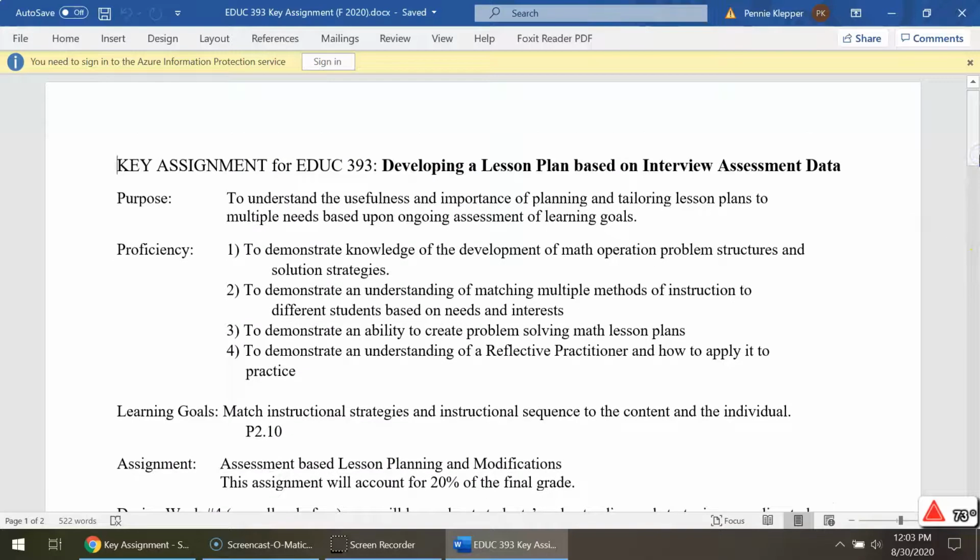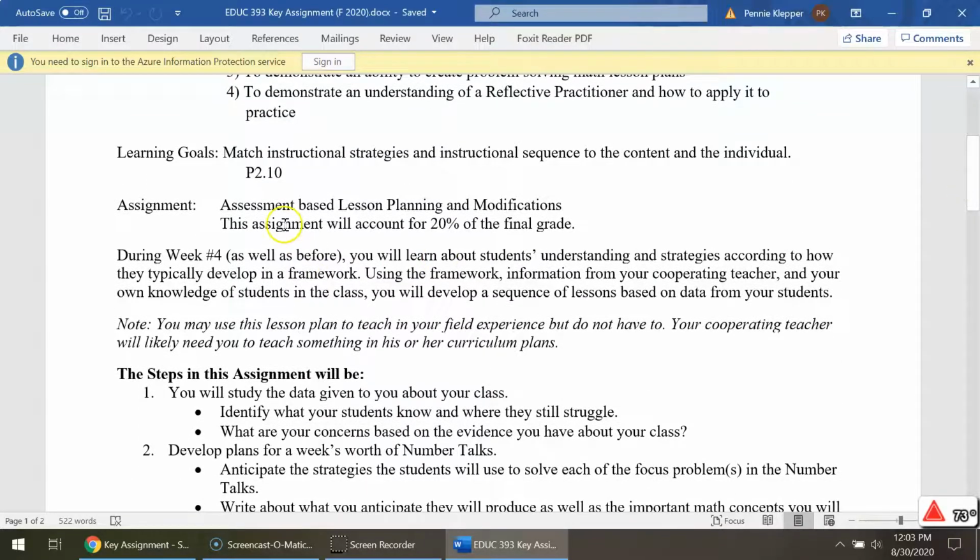Okay, so let's go ahead and get to the assignment details, and that's right here. So with this, you want to be developing a lesson plan based on interview assessment data. So the purpose of this is to look at planning and using those plans to tailor lessons to students with different needs based on assessments that you have in your classroom. So these four things here are shown if you have developed proficiency. And this is your learning goal. And then the actual assignment itself is the assessment-based lesson planning and modification. And this assignment will account for 20% of your grade.